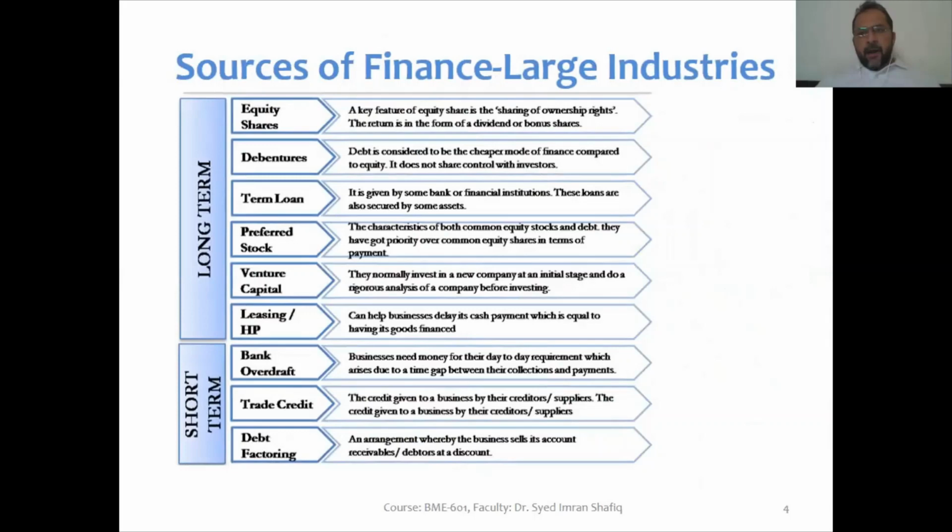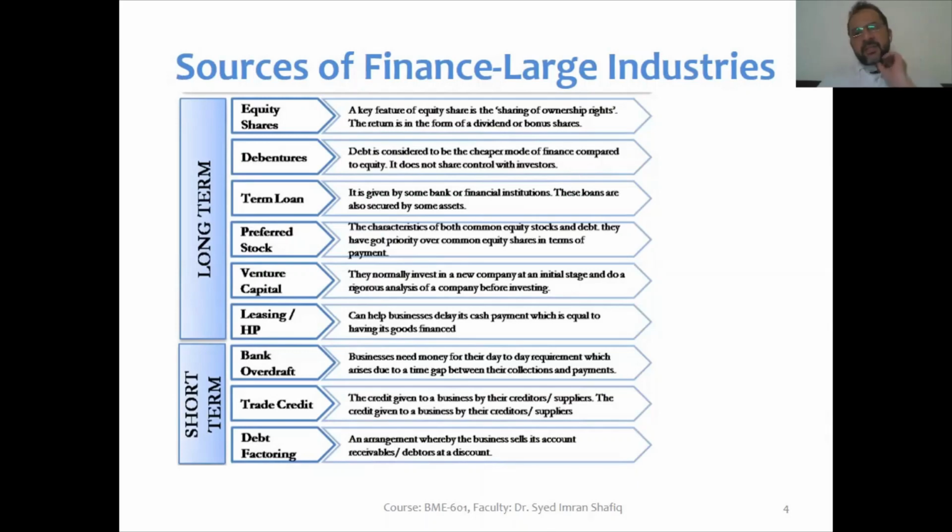So the second topic that comes under this syllabus is what are the sources of finance, both for the large industries and for the small industries. So when we talk about sources of finance in a large industry, we can classify these sources of finance in three categories. Like, what are the sources of finance we need for short term, the middle term, and the long term.